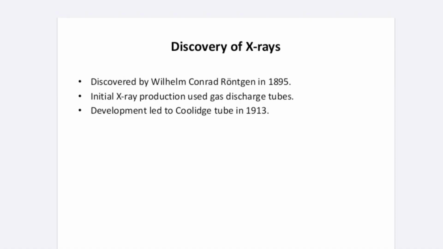Next is the discovery of X-rays. X-rays were first discovered by Wilhelm Conrad Röntgen in 1895. Initially, X-rays were produced by means of gas discharge tubes. After this, it led to the development of the Coolidge tube in 1913.